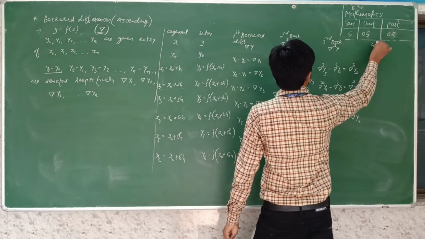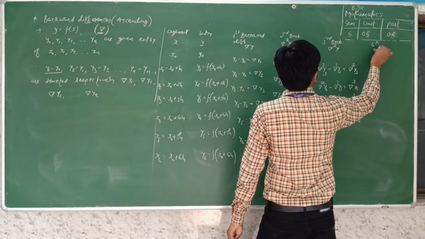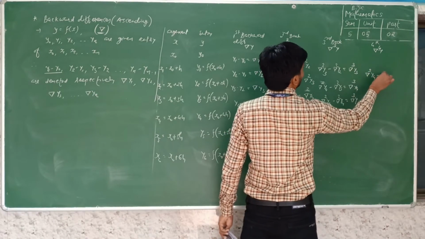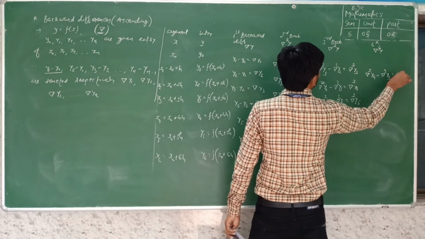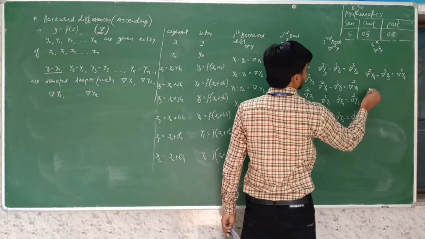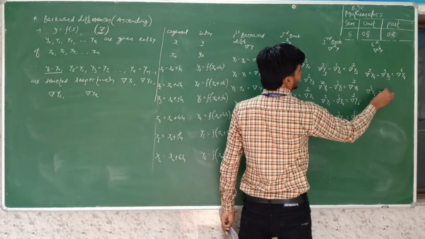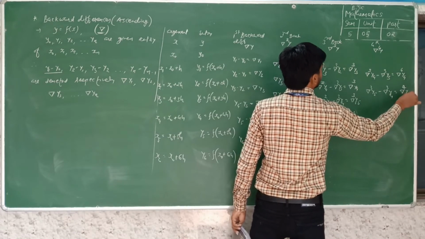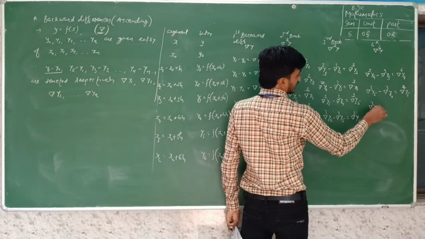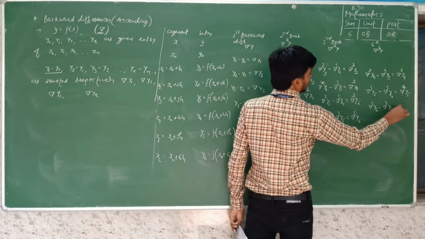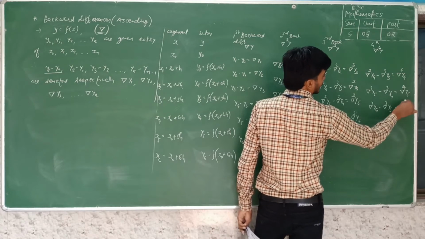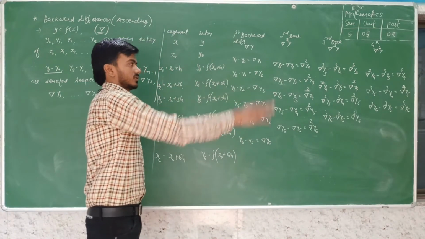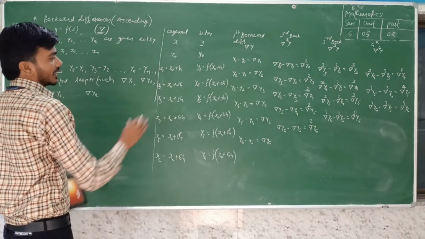You can write the fourth backward differences, nabla raised to 4 y. Here nabla cube y4 minus nabla cube y3 is the fourth backward difference of y4. Nabla cube y5 minus nabla cube y4 is nabla 4 y5, the fourth backward difference of y5. Nabla cube y6 minus nabla cube y5 is the fourth backward difference of y6. You can also write the fifth backward differences, the sixth backward differences, and so on.